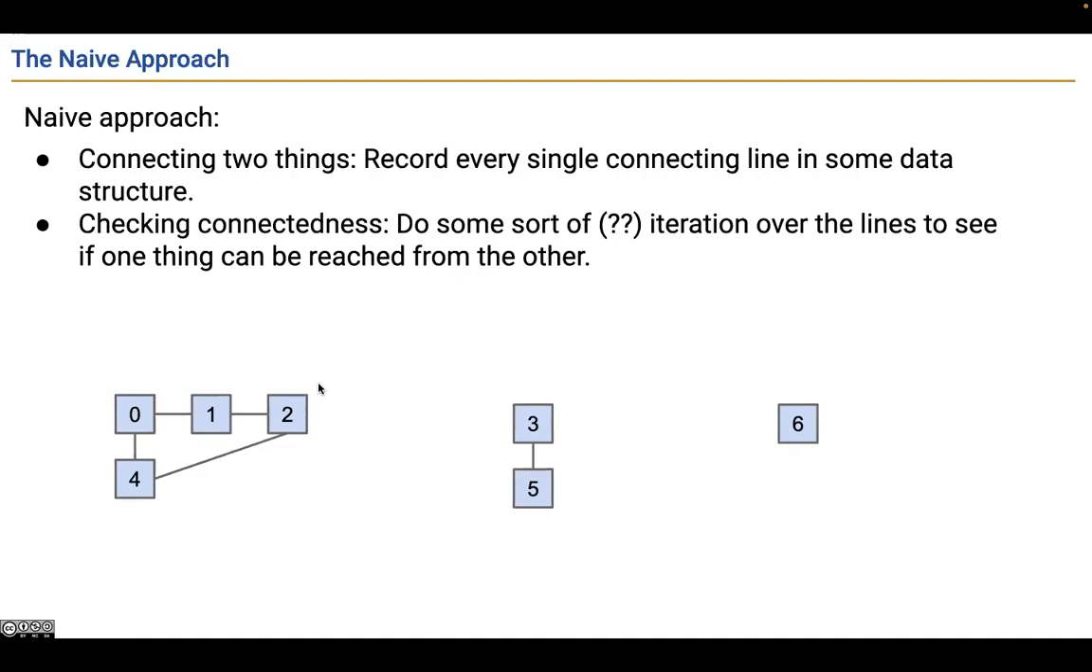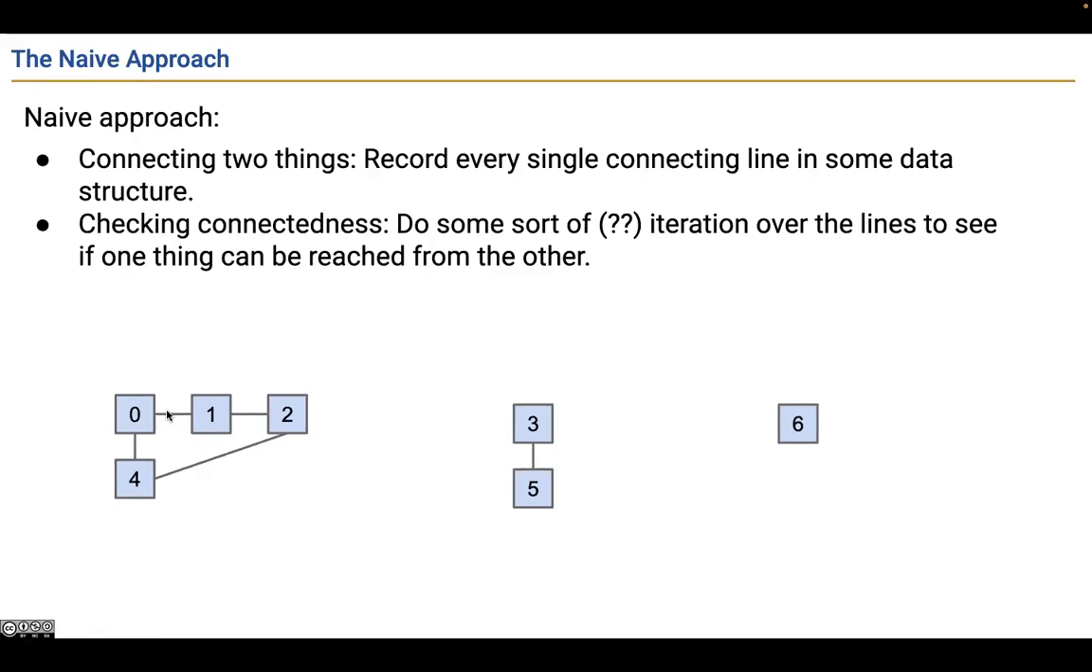So what if I just told the computer, draw this picture for me? OK, but computers can't really draw pictures. So maybe I'll tell the computer, why don't you record all the lines? So maybe tell the computer, OK, in my data structure, I'm going to write down 0 and 1 are connected, and 1 and 2 are connected, and 2 and 4 are connected. So I'll write down the lines. And then when the user asks if 0 and 2 are connected, I'll somehow iterate through the lines and check if they're connected. So you could do this.